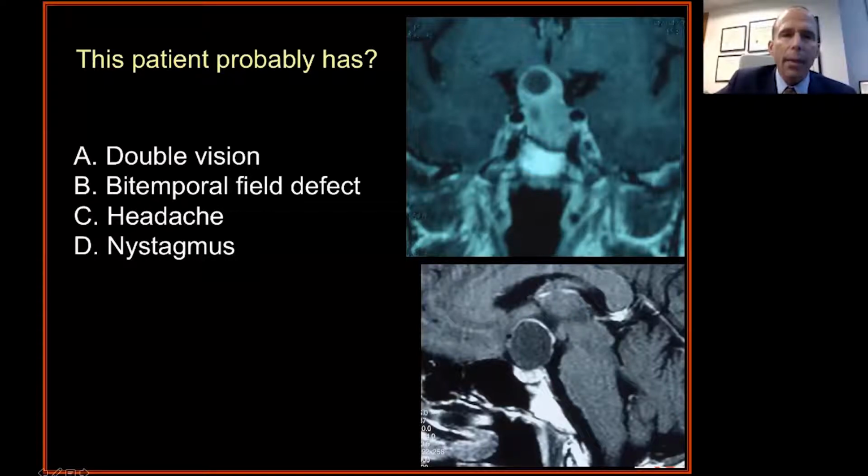Here's the chiasm. So you can see it's pushing up and indenting. So clearly bitemporal field defect. Now, sometimes these tumors can get into the cavernous sinus on either side. Here are the internal carotid artery flow voids as you cut through the cavernous sinus.